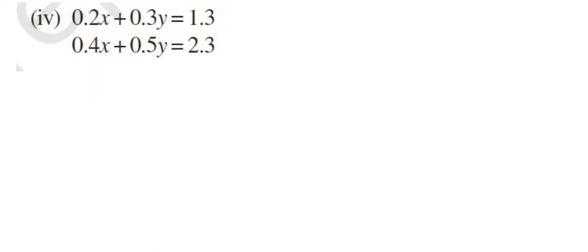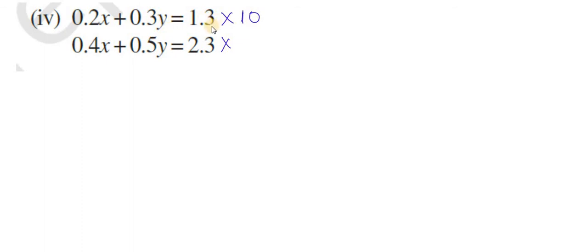So what I am going to do for this: see how many digits there are after the decimal point. In 0.2 there is one digit, 0.3 also one digit, and 1.3 also. After the decimal we have only one digit here, and here also the same. So I'll multiply both equations by 10, because only one digit is there. If two digits were there, I would multiply by 100. If three digits, I would multiply by 1000.